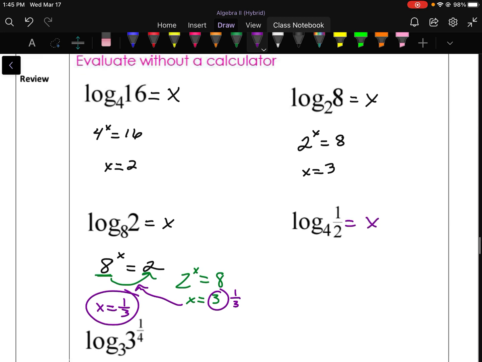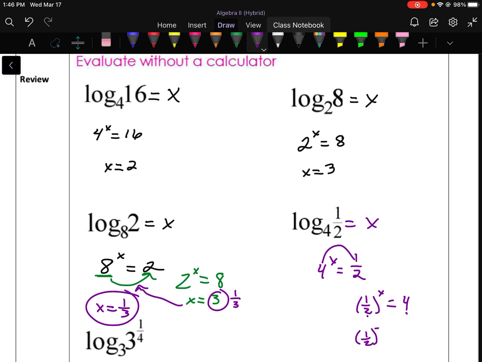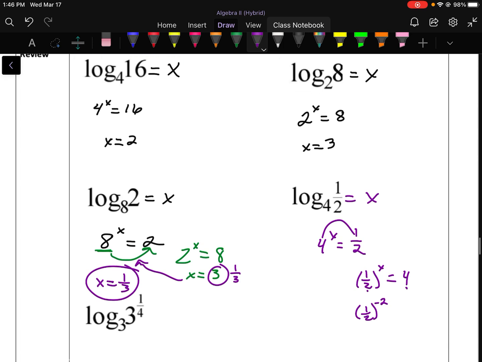Log base 4 of a half equals x, so 4 to the what power equals 1/2. Same thing, you're going from a big number to a small number. So you'd say 1/2 to the what power equals 4. In order to go from a fraction to a whole number, you have to have a negative exponent. So 1/2 to the negative 2, because 2 times 2 would be 4.